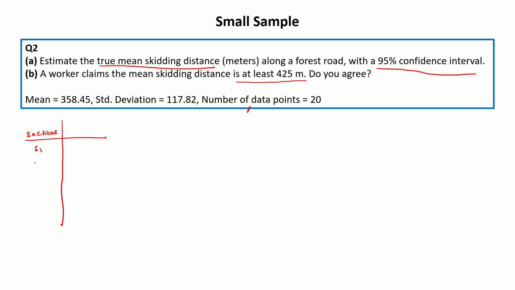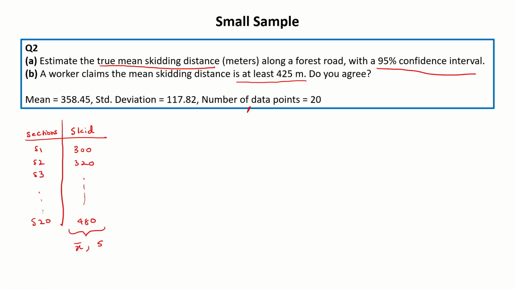So section 1, section 2, section 3, all the way down to section 20 because we have 20 data points. For each section we measure the skidding distance, and let's say we have something like 300 meters, 320 meters, and all the way down to just say 480 meters. We take a mean of all these values, and that's x bar, which is 358.45.